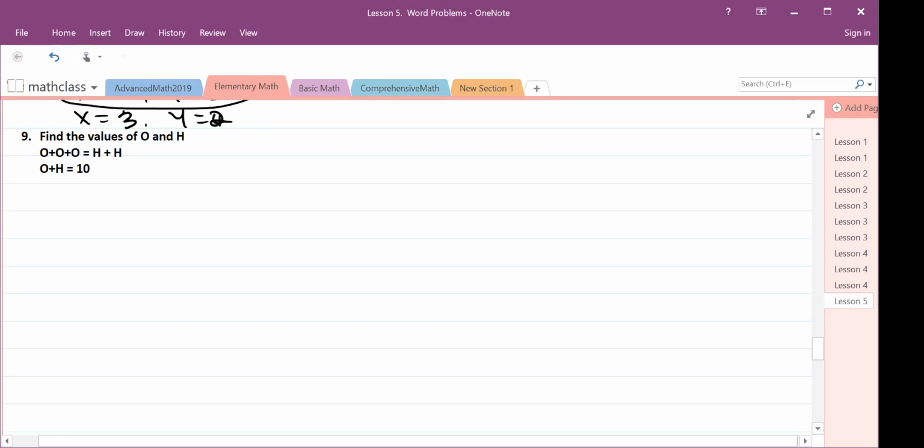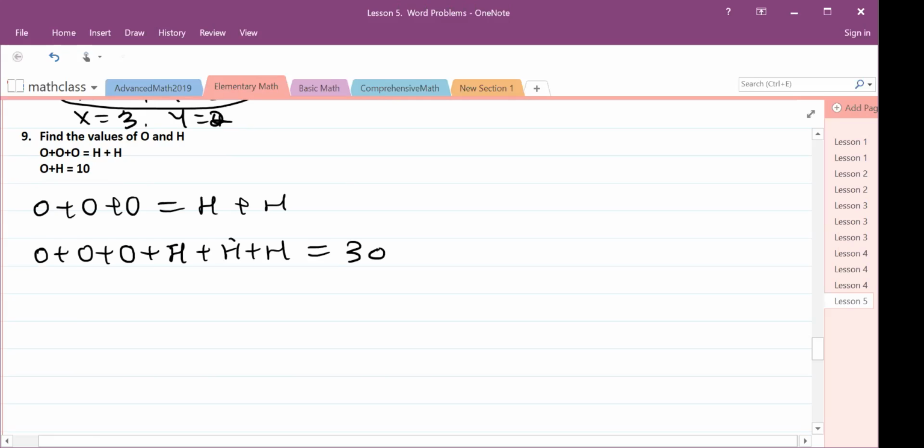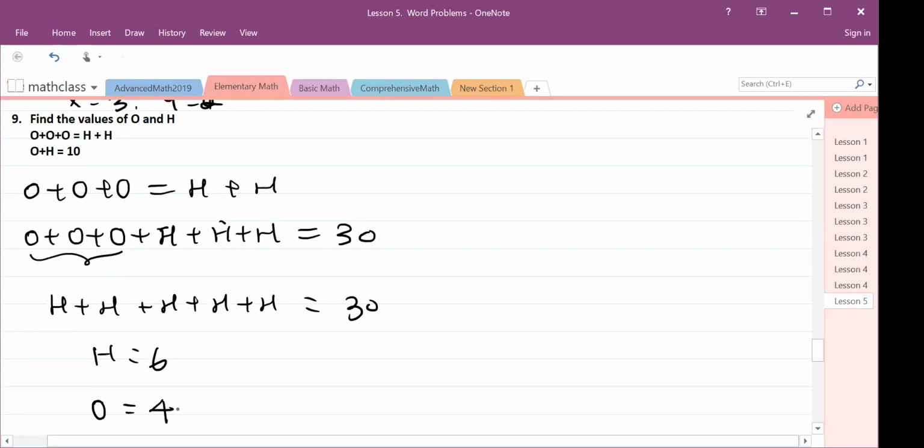So what I'm going to do is multiply both sides of the second equation by 3, so O plus H equals 10 becomes 3O plus 3H equals 30. Then you will see that this 3O can be replaced by 2H, because 3O equals 2H. Then you get 2H plus 3H equals 30. Now how many H are there? 5H. 5H equals 30. What is H? 6. So H equals 6. Once you get 6, then O should be equal to 4, because O plus 6 equals 10.